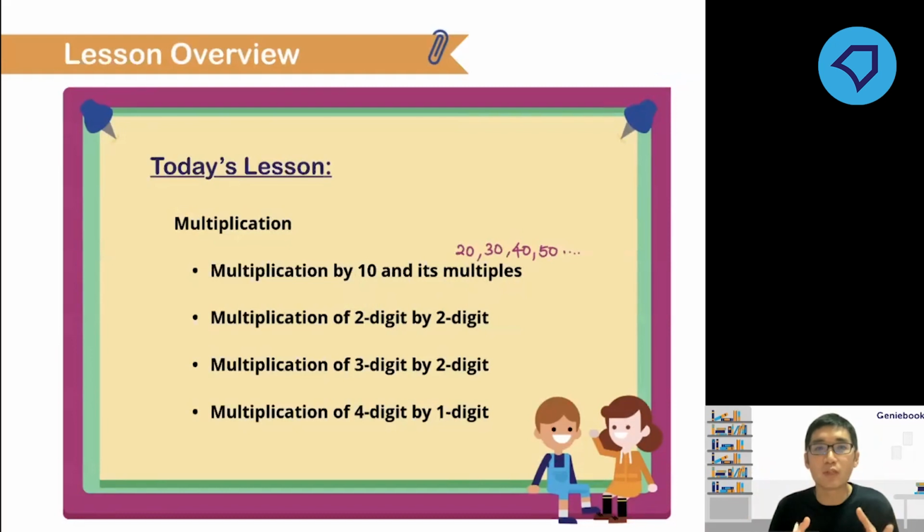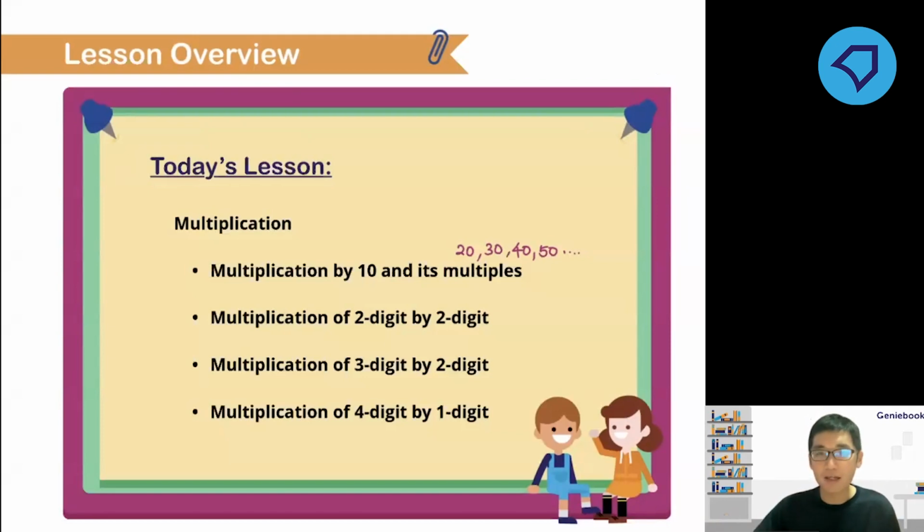Then we will also look at something very new, which is to multiply a 2-digit number by a 2-digit number. How do we do that? Before we go into something more challenging, which is to multiply a 3-digit number by a 2-digit number without a calculator. So pay close attention later on how to do this. And finally, we will end off with multiplication of a 4-digit number by a 1-digit number. So today's a lot of multiplication to do. That's why I say you need your writing materials.